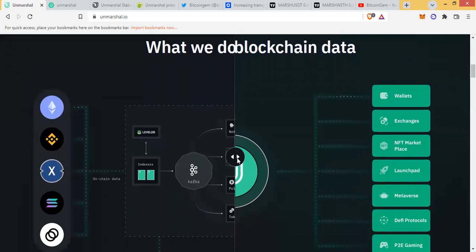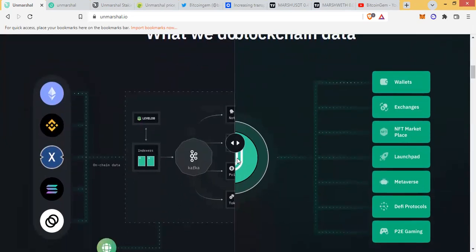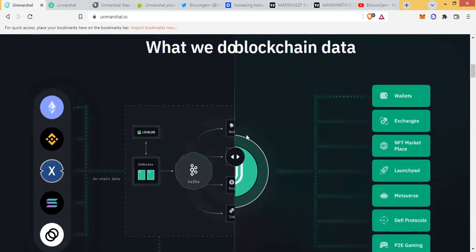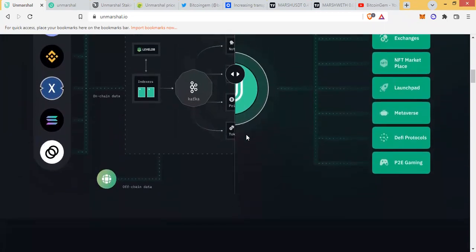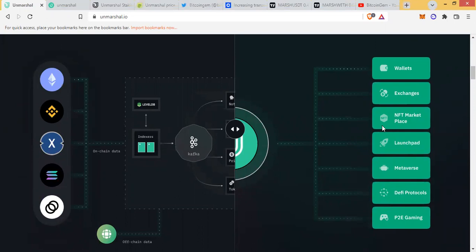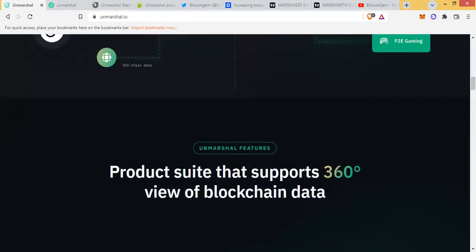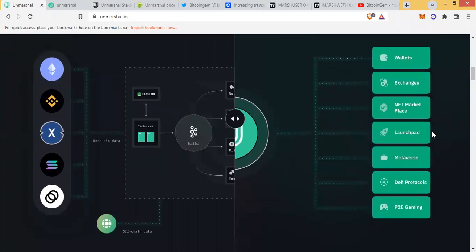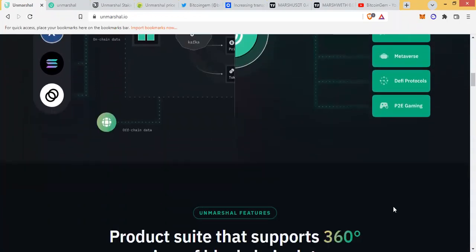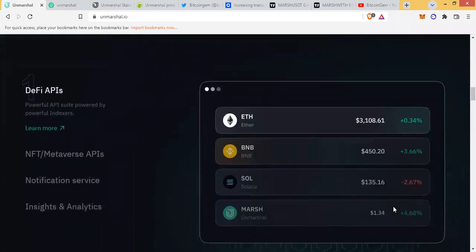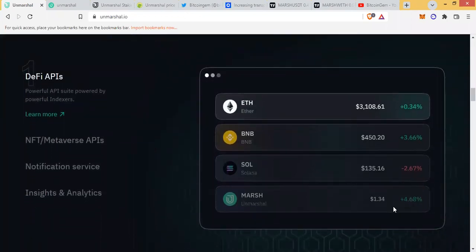And this is a B2B business, so they do not directly interact with the end user, but they interact with blockchains. So different blockchains are their customers, and interacting with blockchains, they provide different indexes so that they get the different data that they want. Every blockchain has a query or wants to interact with a new or different blockchain. Or they want to interact with wallets, exchanges, NFT marketplaces, launchpads, metaverse, DeFi protocols, P2E gaming. These all different utilities or use cases of blockchain will require a protocol like Unmarshal. And this is where Unmarshal looks really good to me, because they are constantly creating different partnerships.